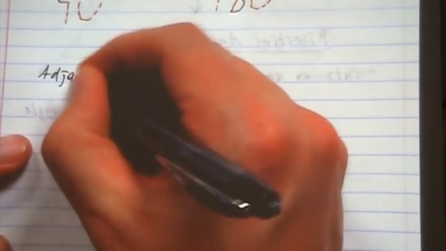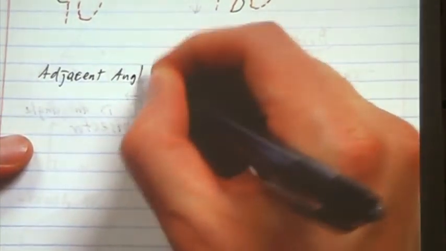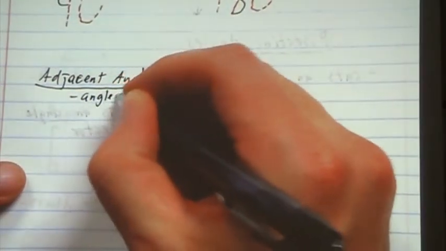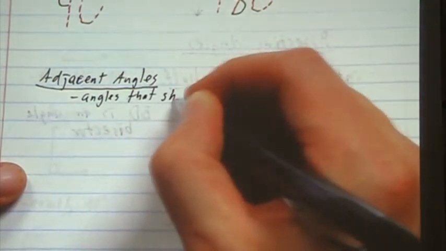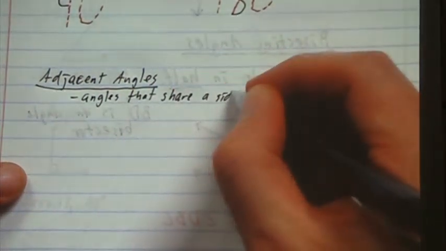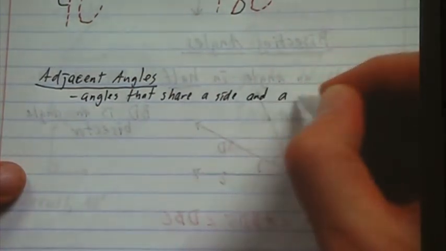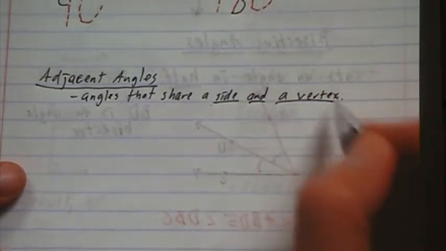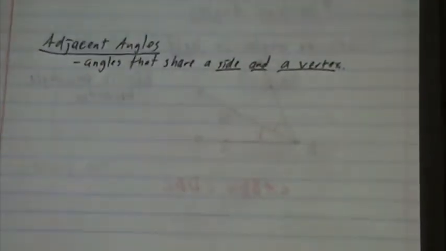Next one, not last one. Adjacent angles. These guys don't really have a special relationship. They're just angles that share a side and a vertex. Okay, they share a side and a vertex.